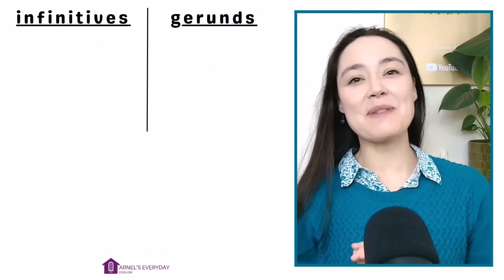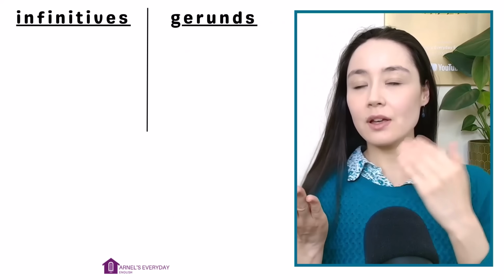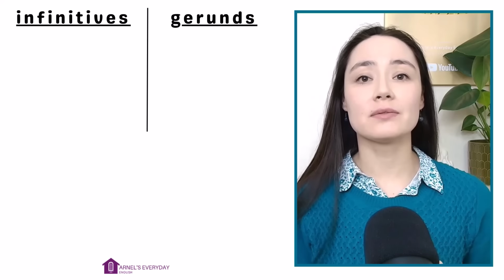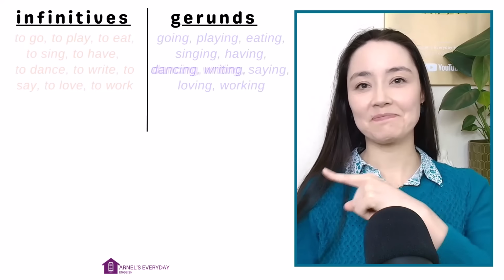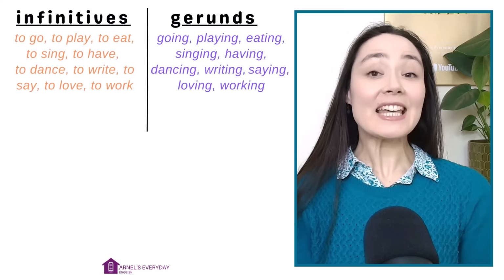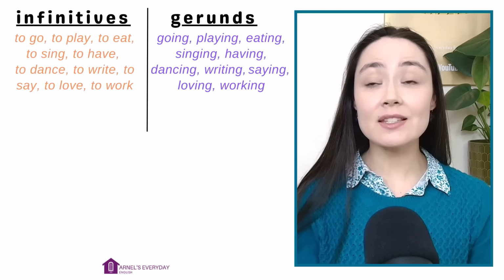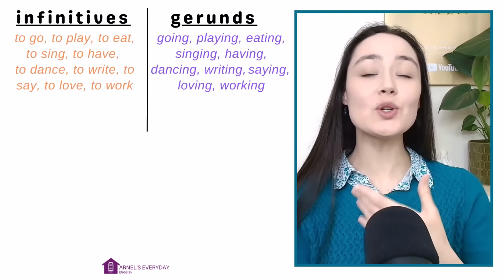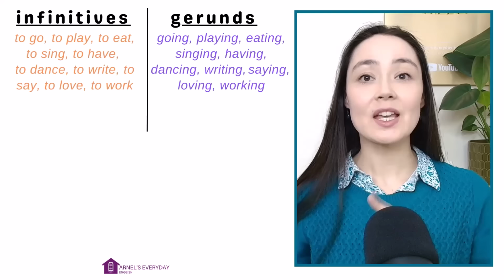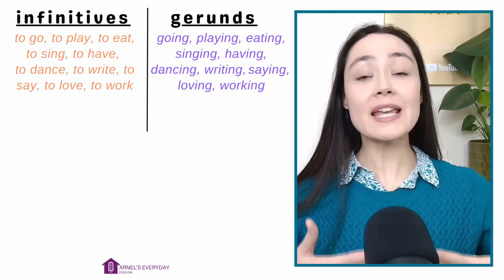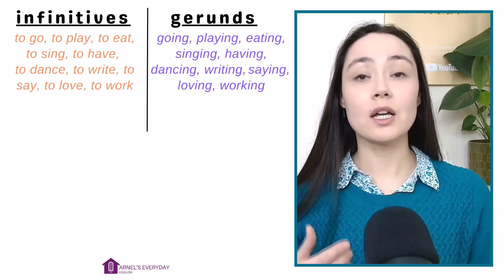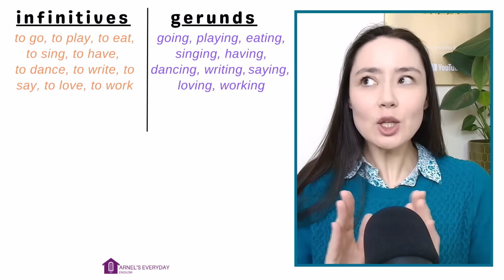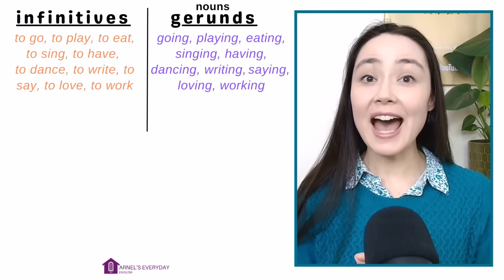Now let's compare passive infinitive and passive gerund. What are these? Let's take a look. In English, the infinitive is to plus verb: to go, to play, to eat, etc. You can see gerunds are verbs in their ing form: going, playing, eating, etc. Gerunds look like a verb, but they function as nouns.